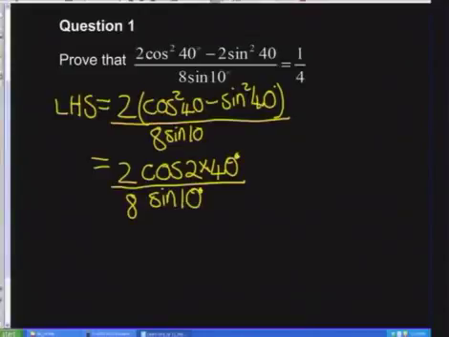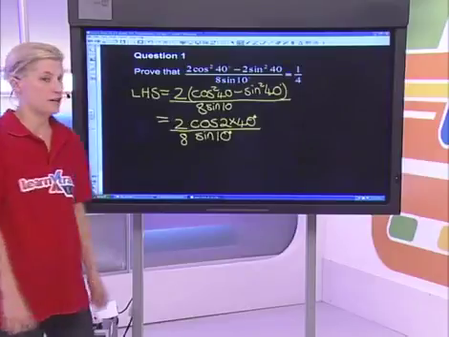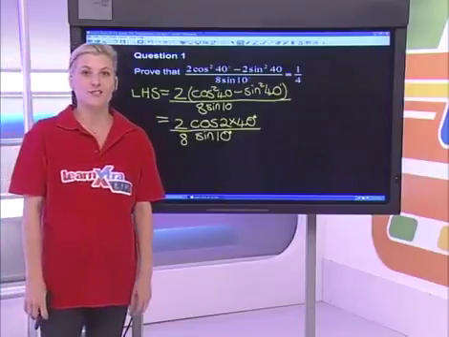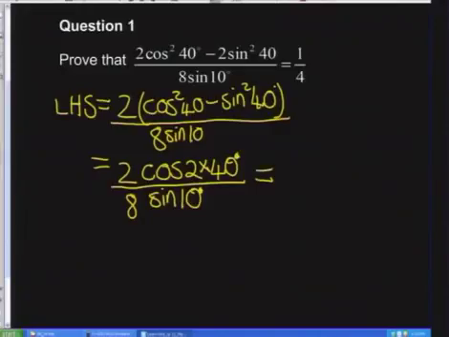Now, immediately, I'm feeling quite excited because I'm seeing that 2 over 8 there, and I know that 2 over 8 can simplify to a quarter, so I'm not too far from the end. Let's have a look. I'm going to say 2 goes into 2 once, 2 goes into 8 4 times. So this becomes 1 over 4. And over here, I have cos 80. And at the bottom, I have got sine 10.